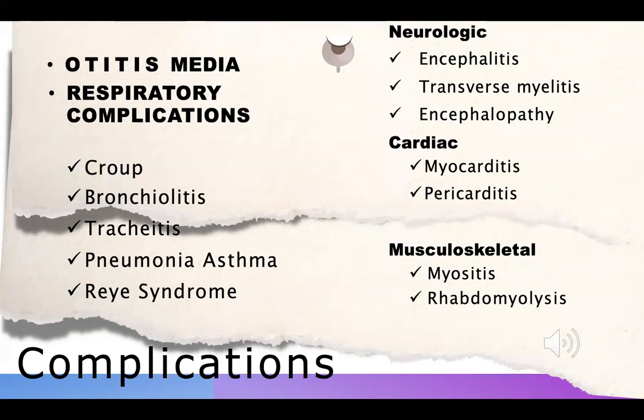Then we have Reye's syndrome. It's an acute encephalopathy of children as well as adolescents, usually those between 2 years to 16 years of age. The mortality rate is very high, about 10 to 40%. The cause of this syndrome is unknown, but it is recognized as a rare complication of influenza B, influenza A, and even herpes virus and varicella zoster infections.